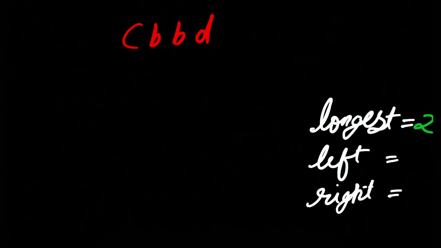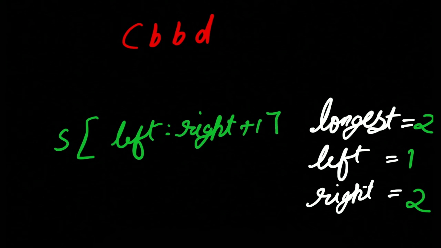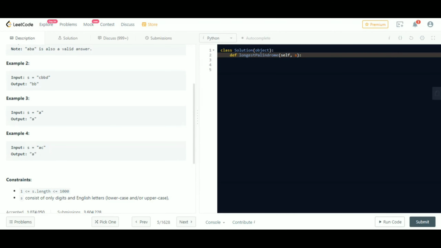So that's basically we got our answer, right? Longest equals 2. Then we have left as 1 and right as 2. We'll print out something like left colon right plus 1. This will give us the answer, right, as B. So yeah, that's basically it. So this is how you solve this particular problem. So now let's go into the coding part of this. Okay, so now let's code the whole problem out.